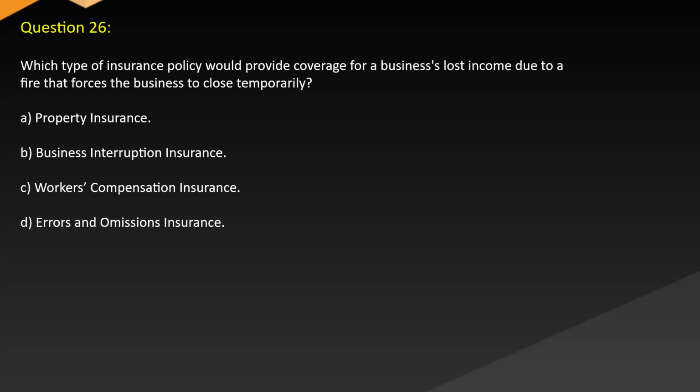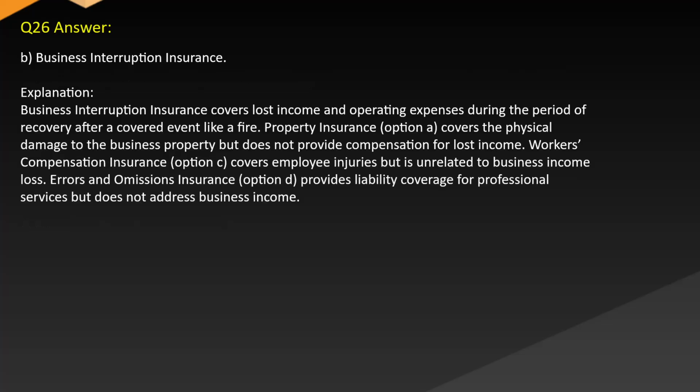Question 26. Which type of insurance policy would provide coverage for a business's lost income due to a fire that forces the business to close temporarily? A. Property insurance. B. Business interruption insurance. C. Workers' compensation insurance. D. Errors and omissions insurance. Answer: B. Business interruption insurance.